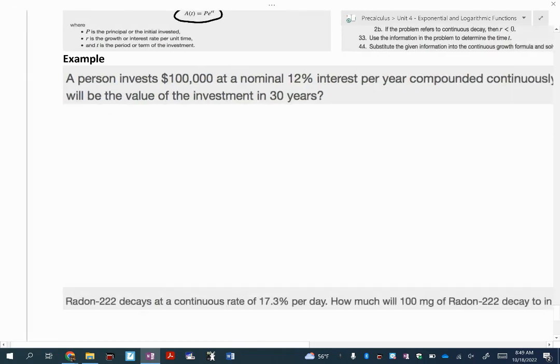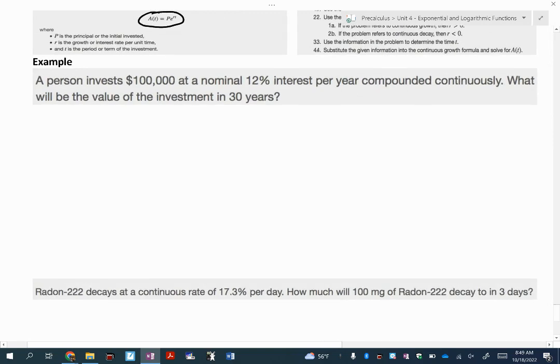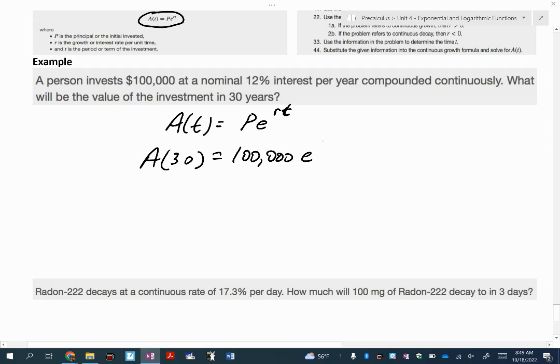So let's do that same example from earlier, where we have the ability to invest $100,000. The amount in 30 years is going to be 100,000, our initial amount or principal, times E raised to the 0.12 rate compounded continuously, right? We're talking about 30 years. So that's why, when you see compounded continuously, we're using a base of E.